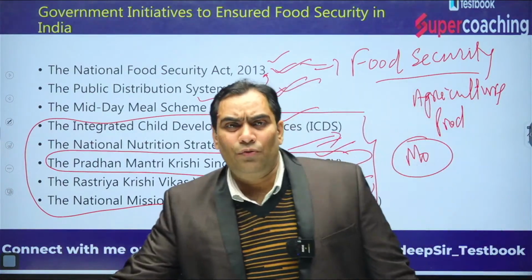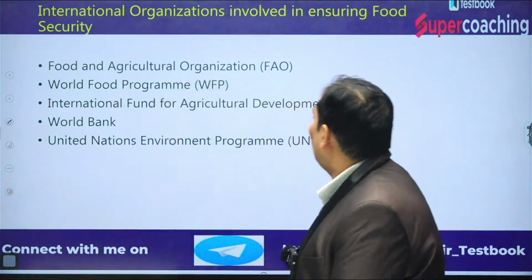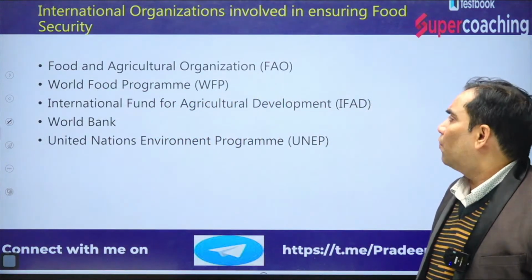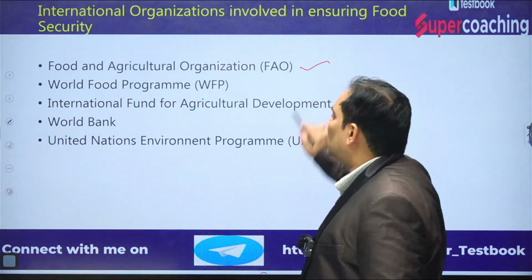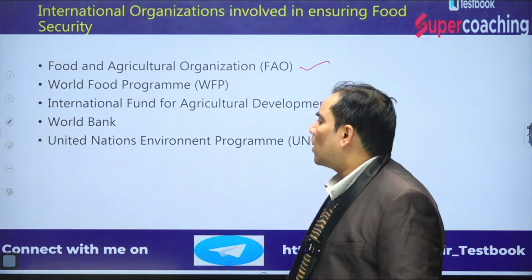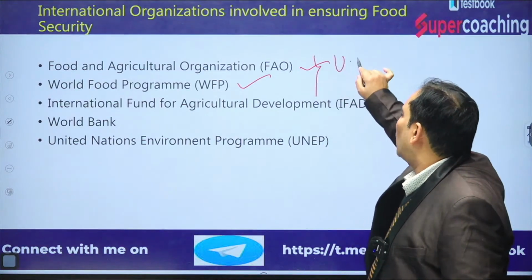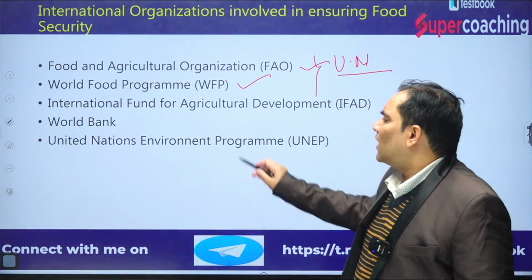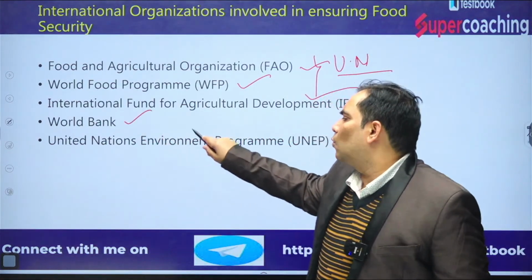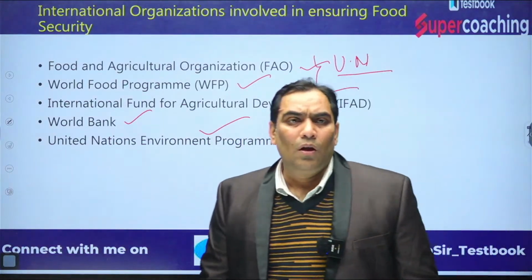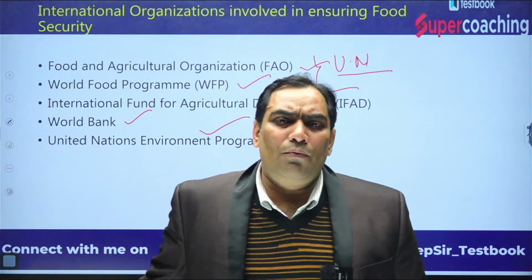Now we are going to discuss the international organizations involved in ensuring food security. There is the Food and Agriculture Organization, the World Food Program, both United Nations organizations, and there is the International Fund for Agricultural Development, the World Bank, and the United Nations Environment Program. They are the international agencies involved in world food security.